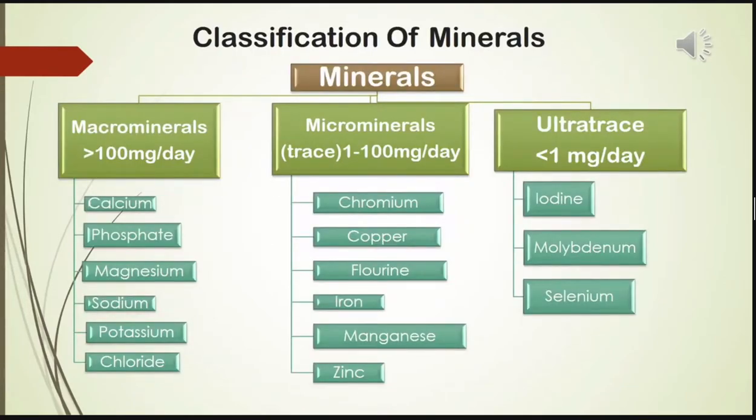If you look at your Lippincott, minerals can be subdivided into three main groups. Your macrominerals, wherein your body needs a greater amount, greater than 100 milligrams per day. You have your microminerals, where you need 1 to 100 milligrams per day of these minerals. And the ultra trace, where you need less than 1 milligram per day of the mineral.